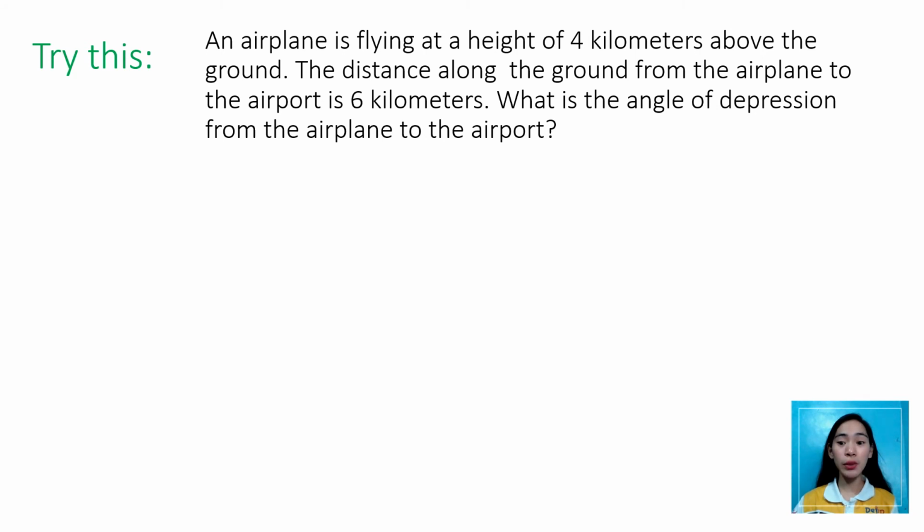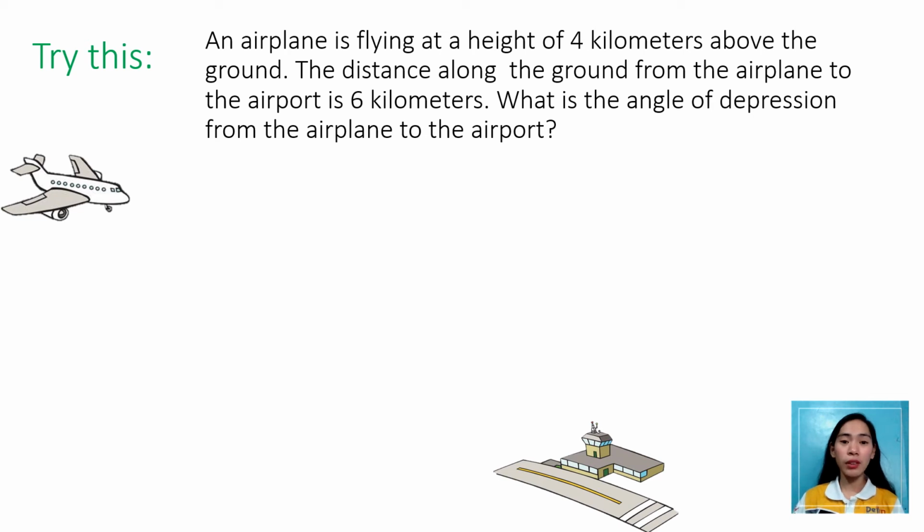So let's answer question number 2. An airplane is flying at the height of 4 kilometers above the ground. The distance along the ground from the airplane to the airport is 6 kilometers. What is the angle of depression from the airplane to the airport? So first, let us illustrate the given problem. So we have the airplane and the airport.